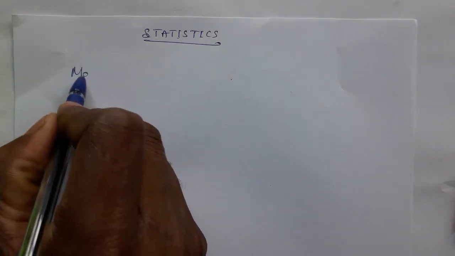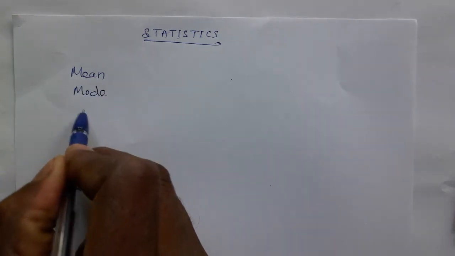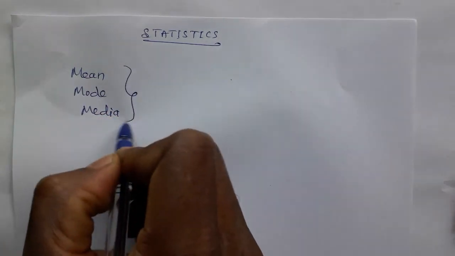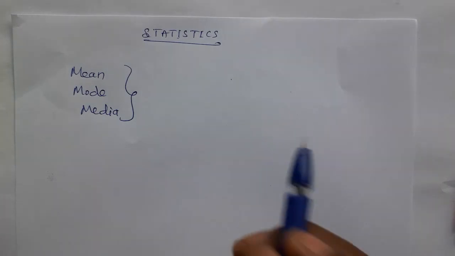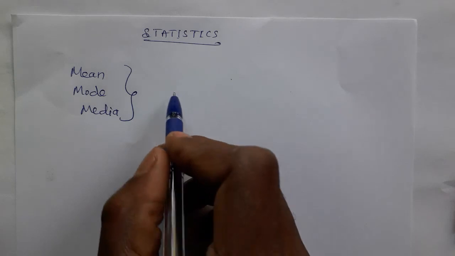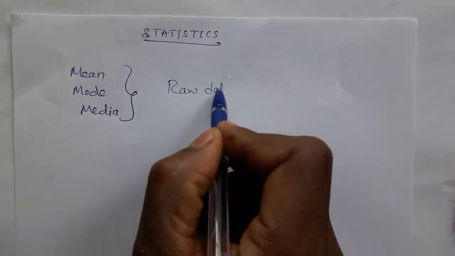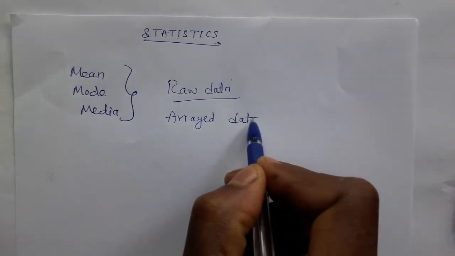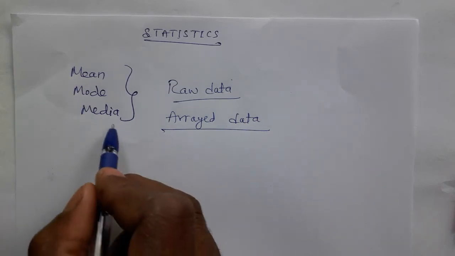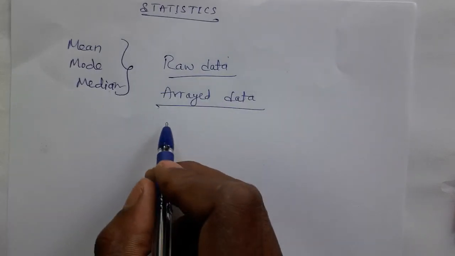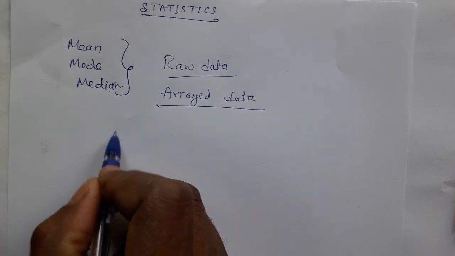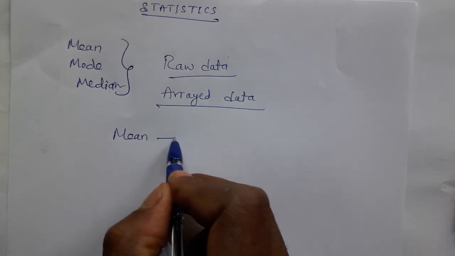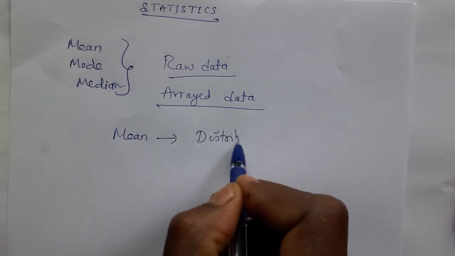In the previous few classes, we had studied how to find mean, mode and median. These three are called the measures of central tendency. How to find mean, mode and median for the given raw data is finished. Even for array data, we have finished how to find mean, mode and median. And in the last class we were on finding the mean for the given distributed data.